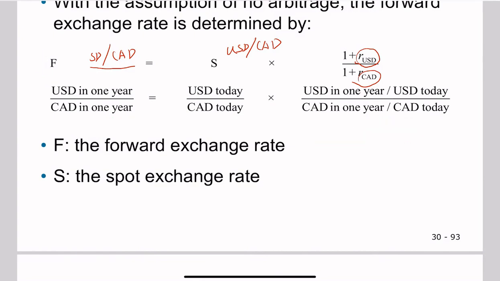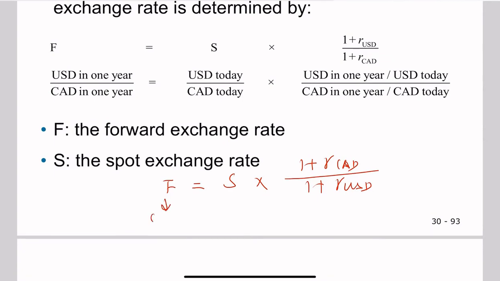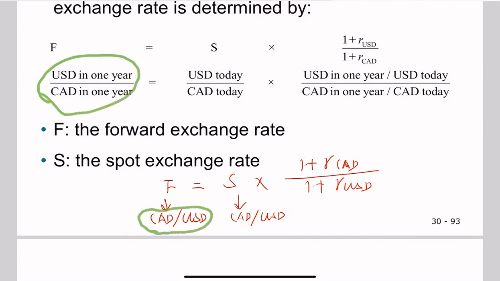So if I'm using a different unit, then the formula will change. It will look like this. F equals S times (1 plus r_CAD) divided by (1 plus r_USD). Here, the F refers to CAD per 1 USD, and S refers to the spot exchange rate with the unit as CAD per USD. So you have to be really careful with the unit here, right? And you can see that we have this subtle difference.